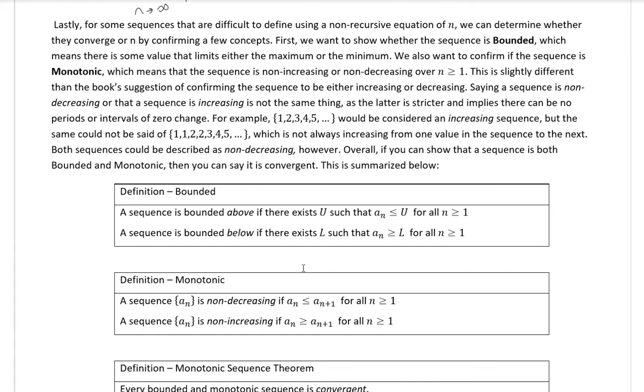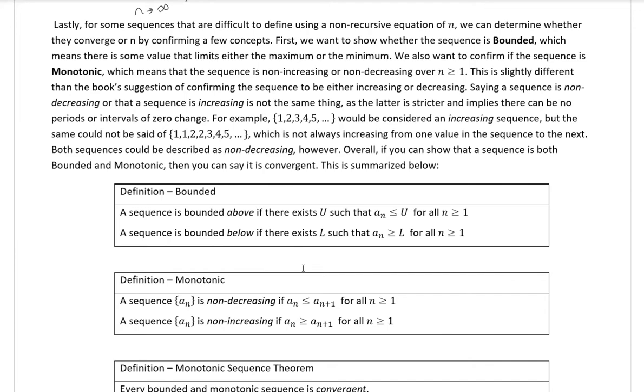Lastly, another primary concept from this is defining something as a monotonic sequence and using the monotonic sequence theorem. To do the monotonic sequence theorem, you're actually trying to show two things. You're trying to show that a sequence is bounded and that it's monotonic. If you can show that something is bounded and monotonic, then that means that it is going to be convergent, which is pretty nice, because showing something is bounded and monotonic is not that hard.